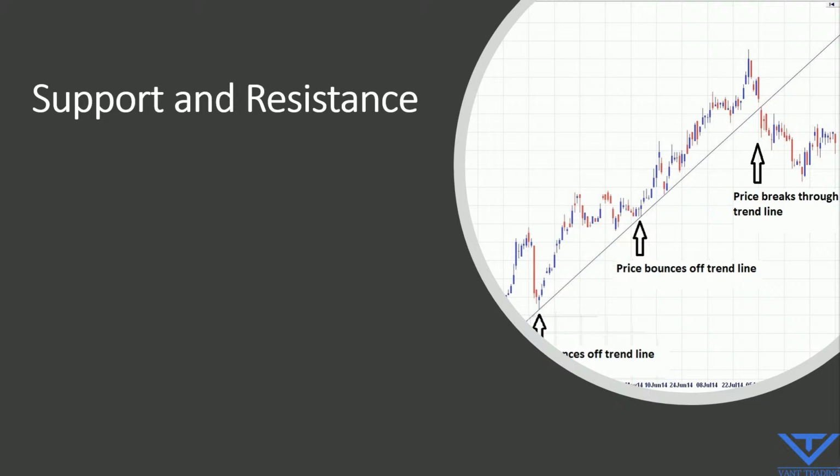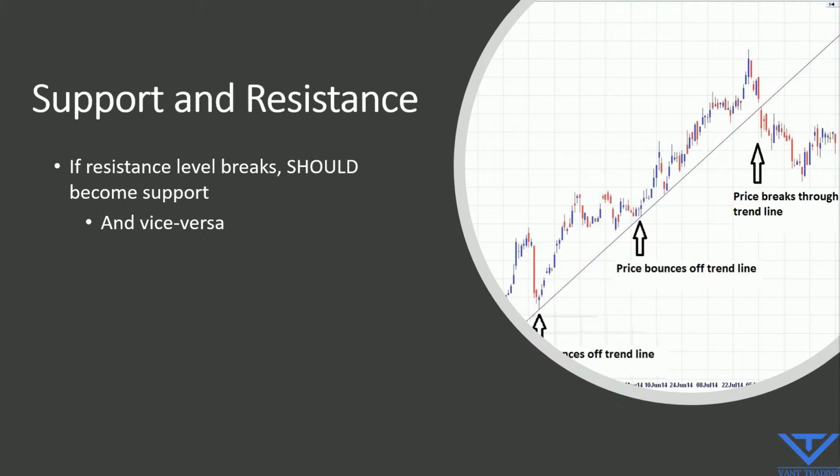Imagine if you break through the ceiling, you break through the roof of your house. Well, now coming back down, you would hope that roof would now act as a floor for you, and vice versa. If a resistance level in a stock breaks, it should actually now become support, and vice versa. If you break through the floor, that floor now kind of becomes your ceiling as you are now below it.